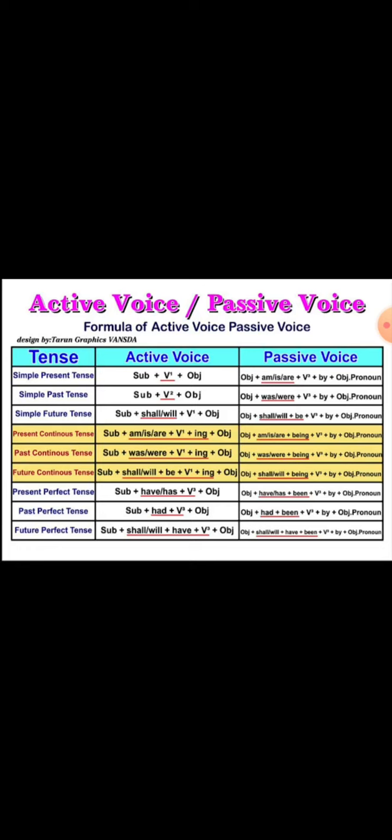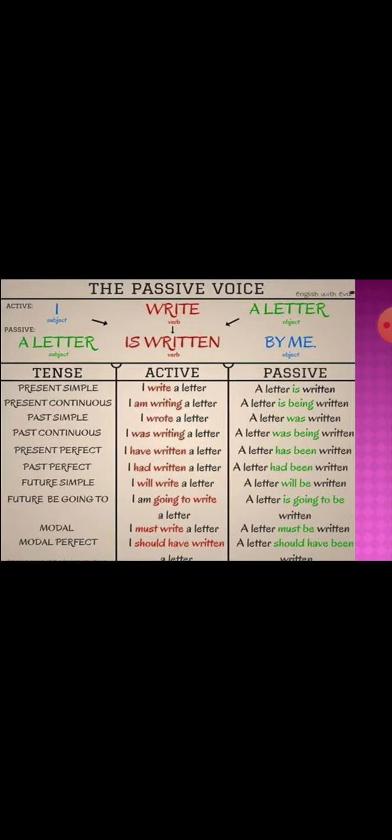Simple future includes subject plus shall/will plus first form of the verb plus object. And when we change into passive, it will become object plus shall/will plus be plus third form of the verb plus by plus object. Likewise, in present continuous tense, in active voice: subject plus is/am/are plus first form of the verb plus ing plus object. When we change into passive voice, it will become object plus is/am/are plus being plus third form of the verb plus by plus object. Likewise, we will see the changes in how we change active into passive voice.